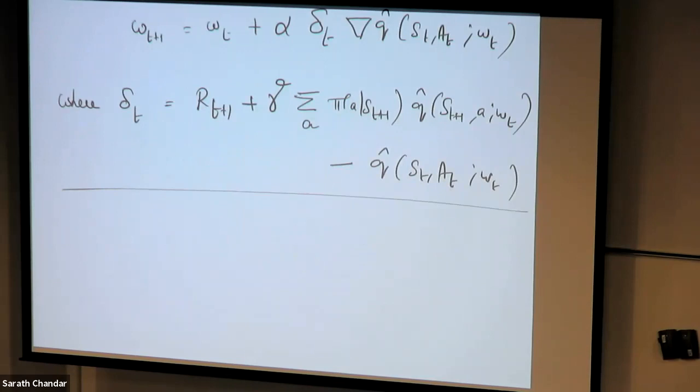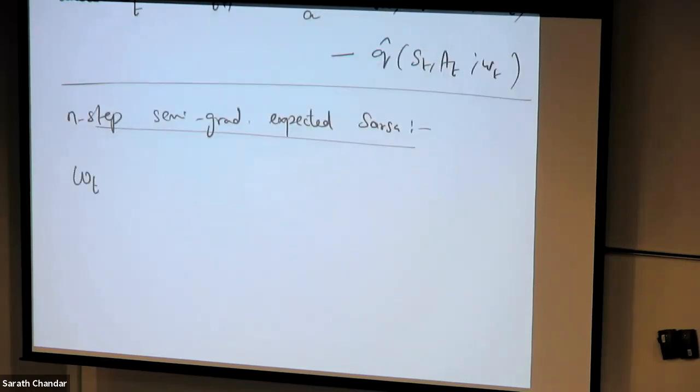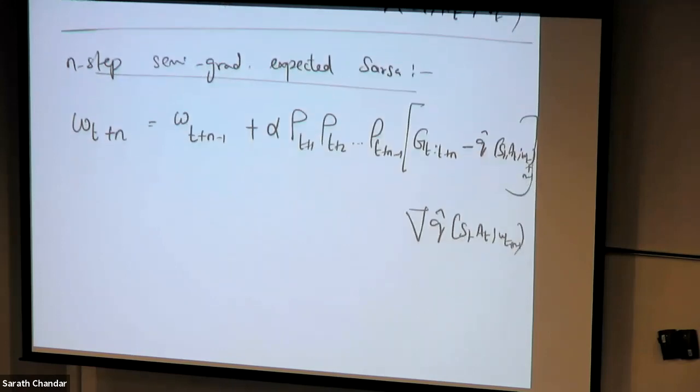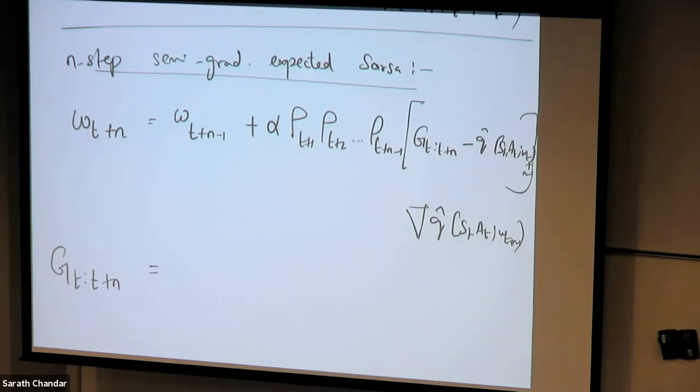Okay, so let us actually write just the n-step semi-gradient expected SARSA. Now it's going to be very similar to SARSA except for the fact that I'm going to consider n-step returns. So w_{t+n} is going to be w_{t+n-1} plus alpha times... Now I need importance sampling, but the importance sampling is from t+1 to t+n-1. So rho_{t+1}, rho_{t+2} to rho_{t+n-1}. Then inside you have G_{t:t+n} minus Q hat of S_t, A_t given w_{t+n-1}, then the gradient with respect to Q hat of S_t, A_t given w_{t+n-1}. Okay, where G_{t:t+n} is the truncated n-step return.